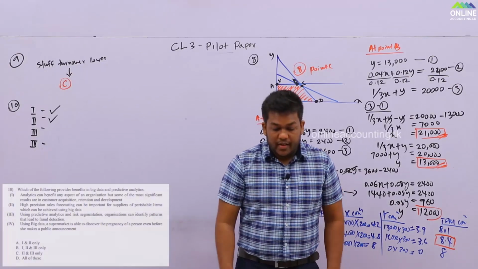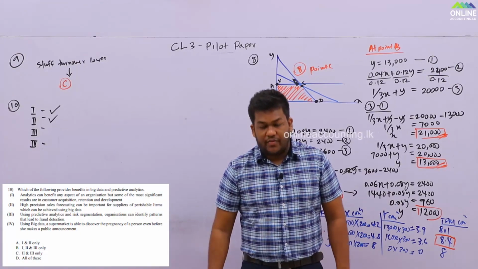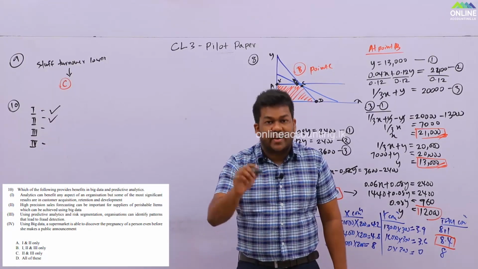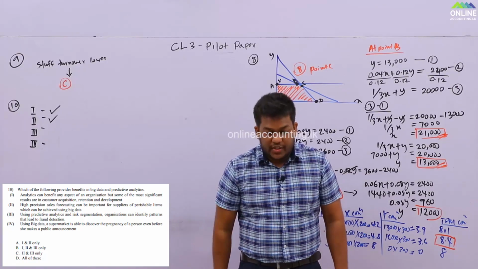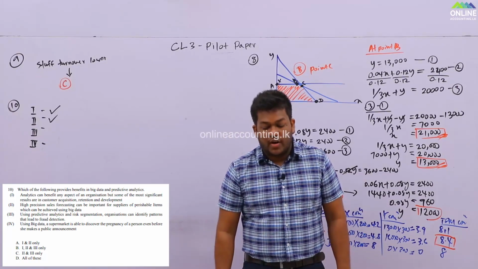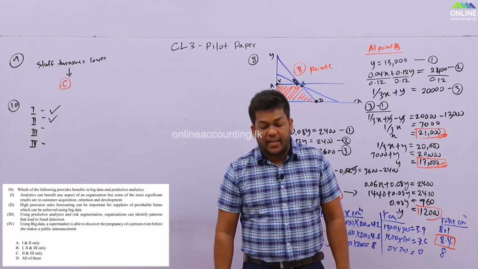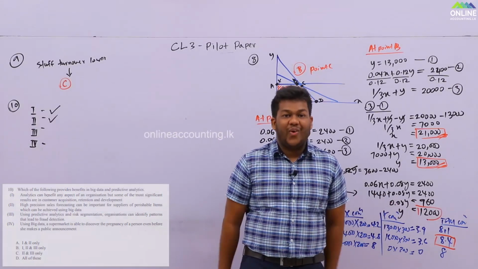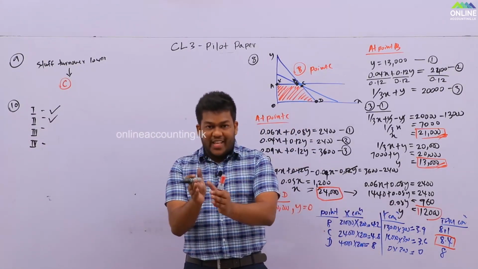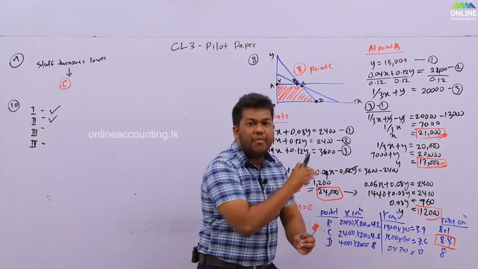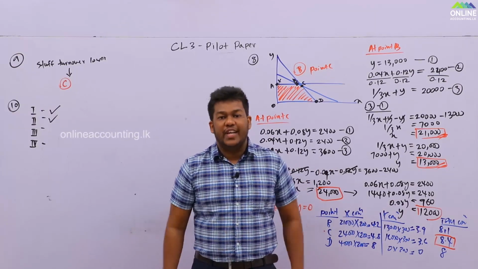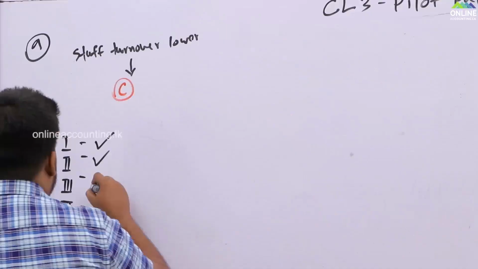Third one, using predictive analytics. What is predictive analytics? We have done. Predicting the future. So then, risk segmentation, organization can identify patterns that lead to fraud detection. Of course, if you are doing this, then this will lead to this kind of fraud. We can definitely analyze. This is correct.